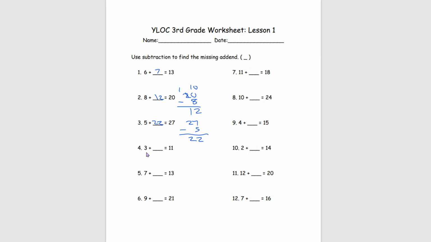And lastly, one more example. For number 4, we have 3 plus blank equals 11. Just like the others, we can do the same thing we did for them, which is subtracting it by the number that is shown. And 11 minus 3 equals 8. And so we got 3 plus 8 equals 11.